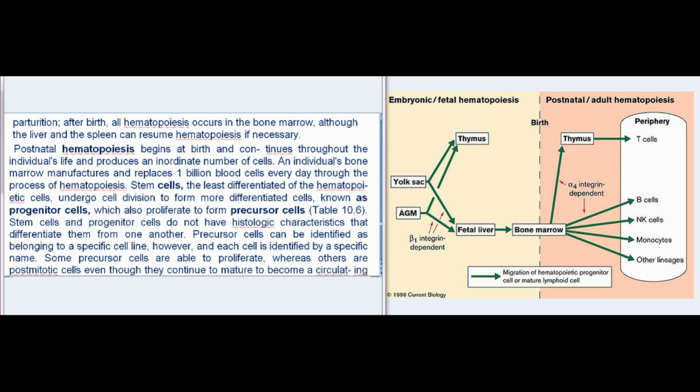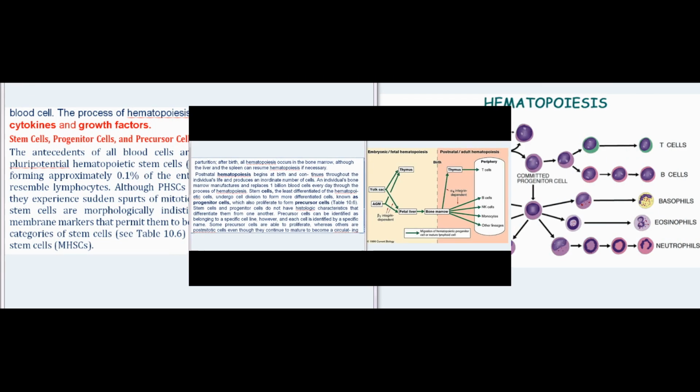Stem cells, the least differentiated of the hematopoietic cells, undergo cell division to form more differentiated cells, known as progenitor cells, which also proliferate to form precursor cells. Table 10.6. Stem cells and progenitor cells do not have histologic characteristics that differentiate them from one another. Precursor cells can be identified as belonging to a specific cell line, however, and each cell is identified by a specific name. Some precursor cells are able to proliferate, whereas others are post-mitotic cells even though they continue to mature to become a circulating blood cell.